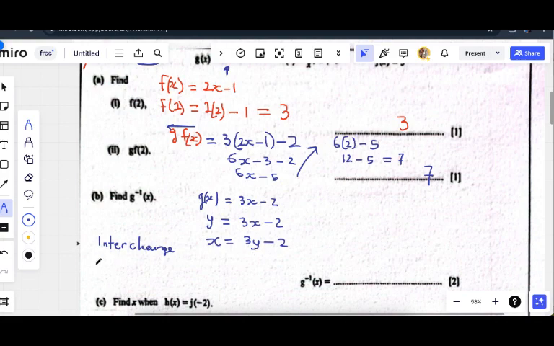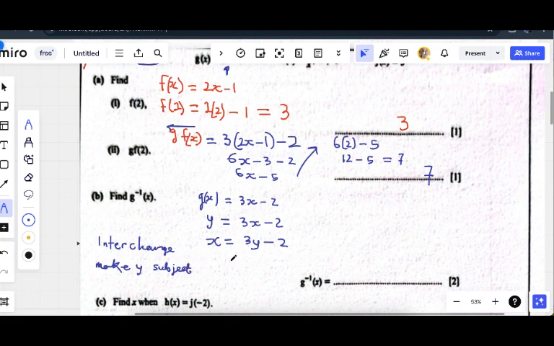After you have done interchanging of position, then you now make y the subject. After you interchange your position, you make y the subject of formula. Make it stand alone. Make it the boss. Okay? Make y the subject of formula.